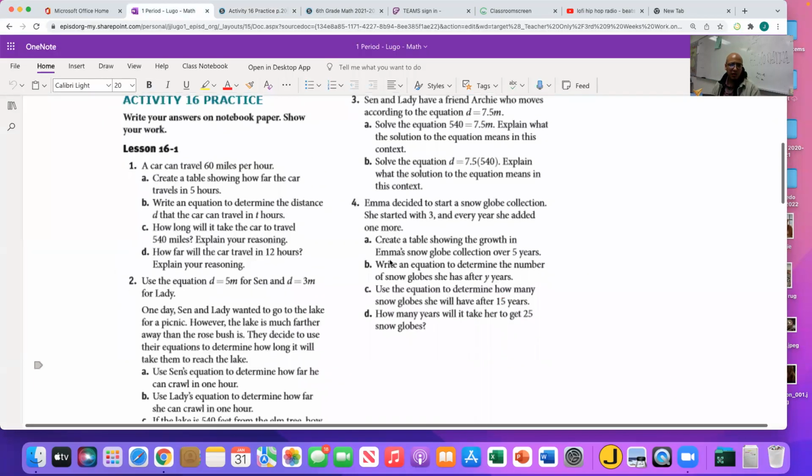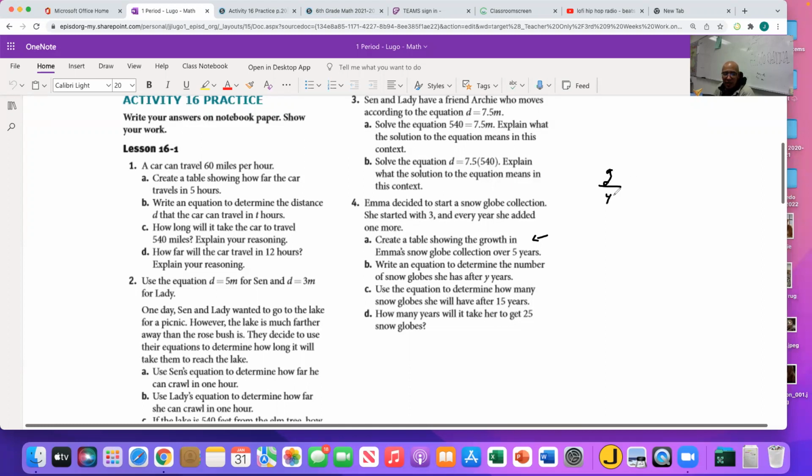So we just did number one. I'm not going to go through the whole thing, but if you look at number 4, let's read number 4. Emma decided to start a snow globe collection. She started with 3, every year she added 1 more. All right, so if we create a table, same thing. This time, notice that we're doing snow globes per year. So we have globes per year.